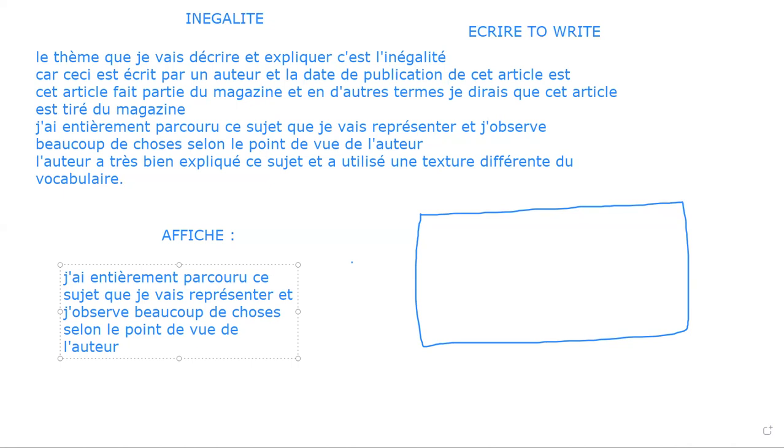We have a verb parcourir. Pen down, please. Parcourir is my verb to browse also. I have browsed the entire content of the author. Parcourir is to go through, to run through. But I'm using my passé composé.